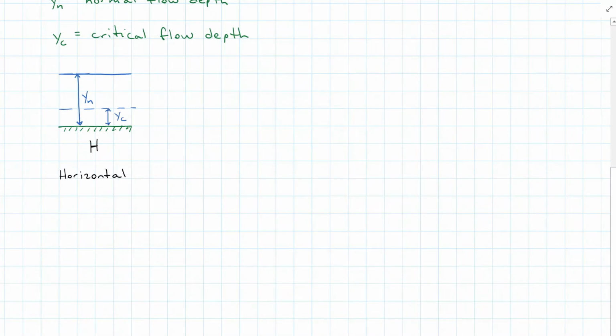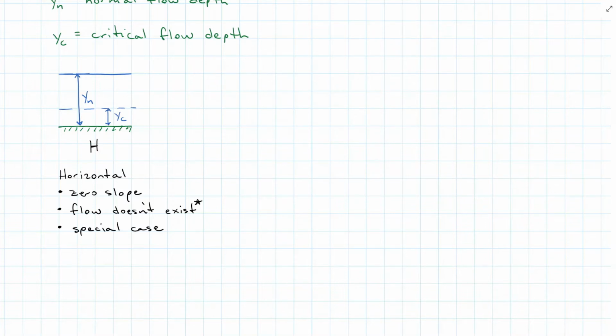And the critical flow depth is the minimum value for specific energy for that flow. First up is horizontal. This is where we're going to have zero slope. We're not going to have very good flow, if any, and it's a special case. Hence why I put the little star next to flow doesn't exist. We can have some horizontal, but it's not going to add energy to the system.